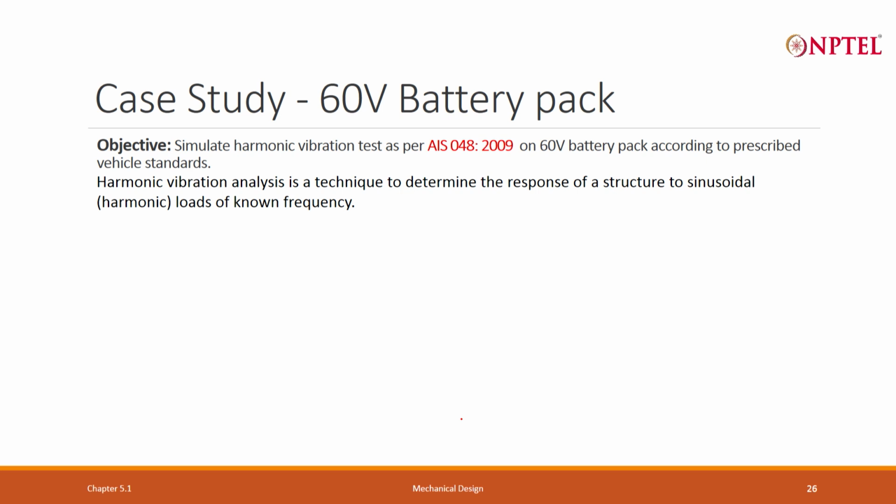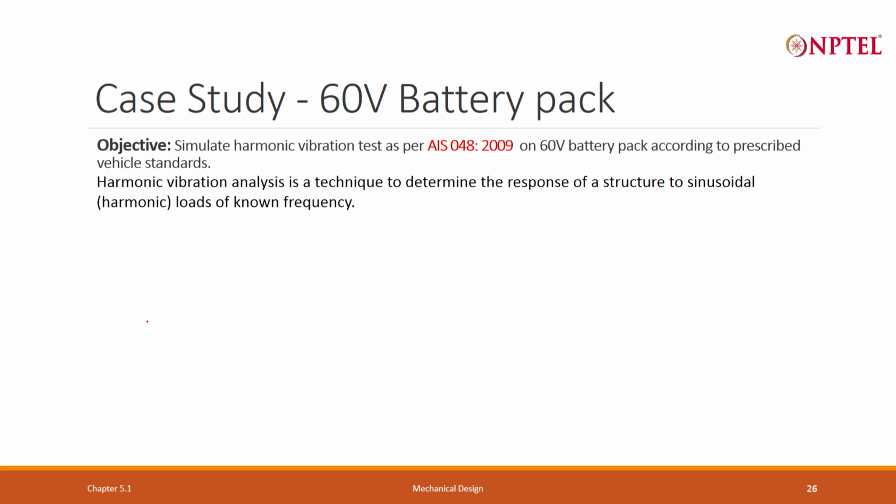Now, I will show you one of the case studies done on the 160 volt battery pack, which we have already designed in the mechanical section. So, what is our objective? To simulate the harmonic vibration test as per the standard AIS 048 2009 on a 60 volt battery pack according to the prescribed vehicle standards.